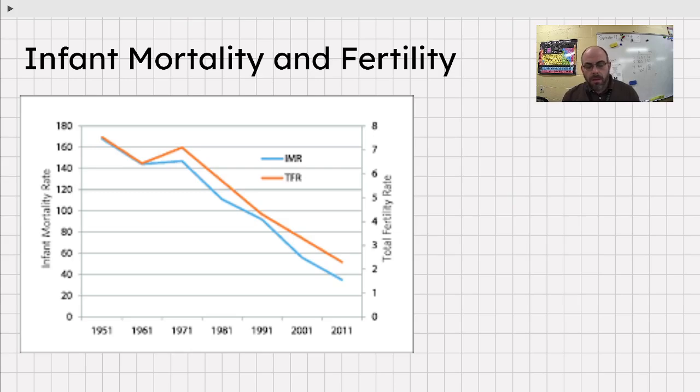And a lot of other things can go into this: improved sanitation, healthcare, nutrition. All of those things are going to reduce the number of infants that are dying and thus decrease fertility.